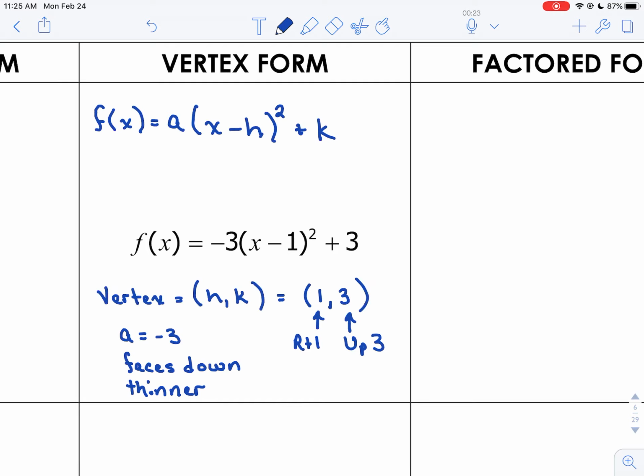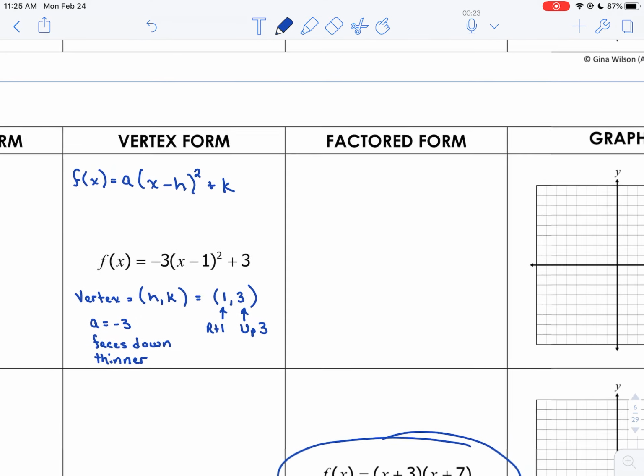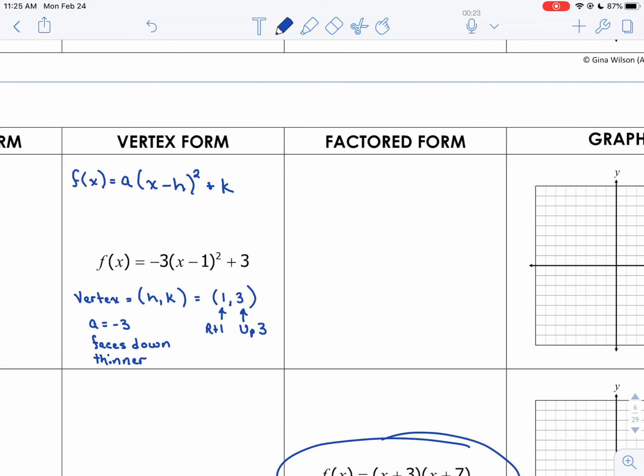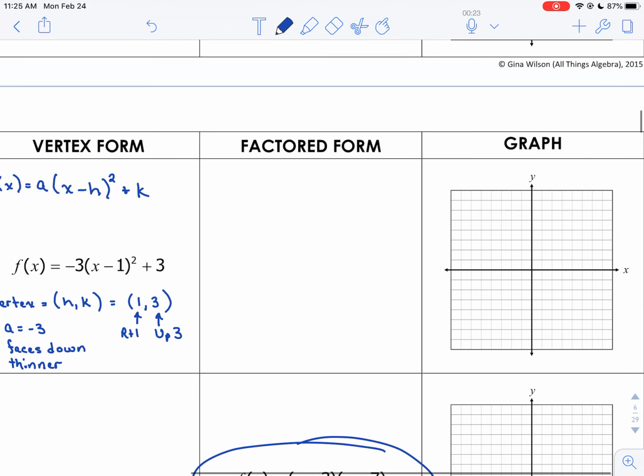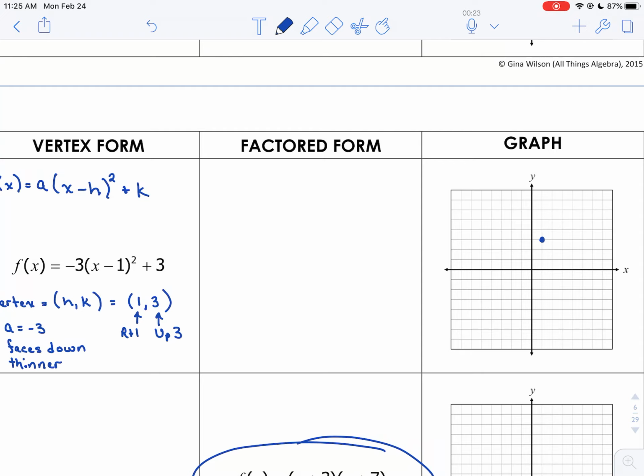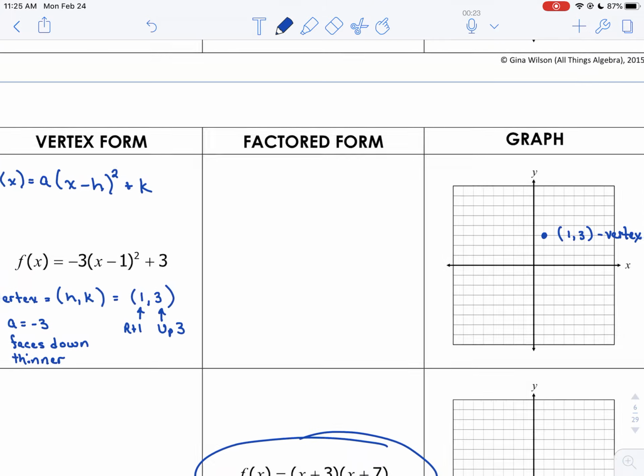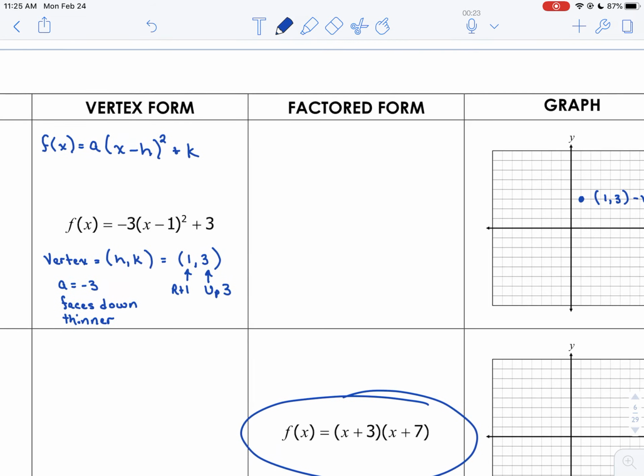So now we'd like to get it into all those other forms. Right now I'm going to graph what I do know about this, and really the only thing that I do know is my vertex. It's at the point (1, 3), so my vertex is right here. I'll label that as (1, 3), vertex. I do know that it's going to face down, and I know that it's thin, but I don't know exactly where that graph is going to lie.